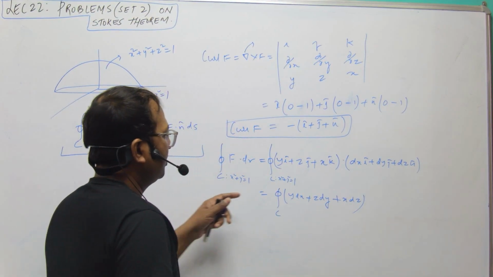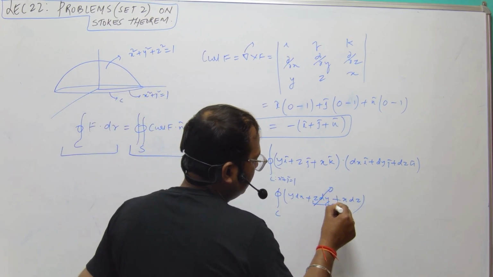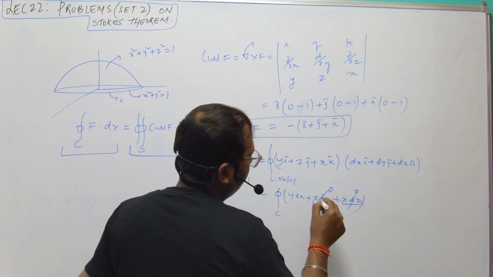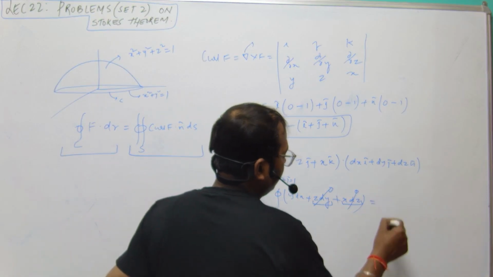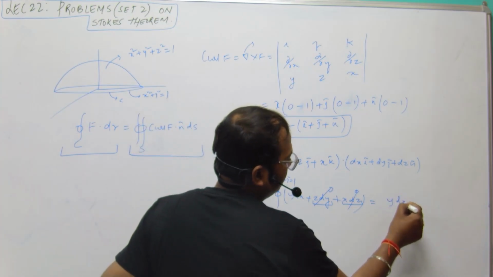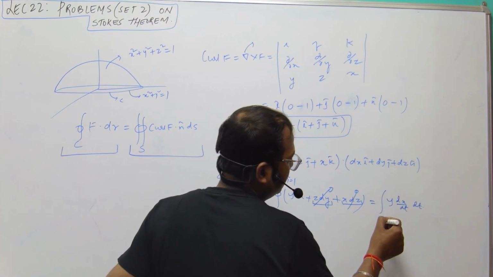Okay, so on the xy plane we have z is equal to 0. This means this particular term is 0, and this is also 0. dz is 0, so we are left with y dx. This we can write in terms of the parametric equation as y times dx upon dt into dt. Okay, we can integrate this.